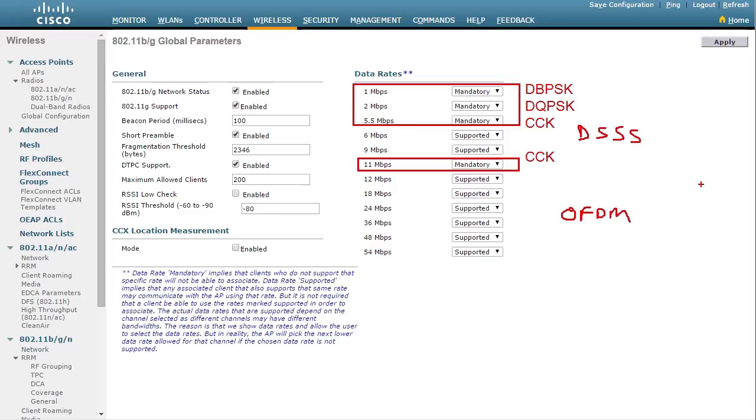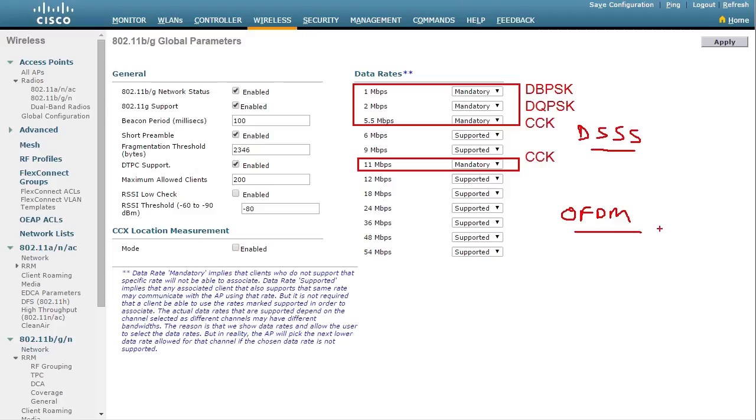So now, what is the difference between the way that we modulate in DSSS versus the way that we modulate in OFDM? What are we changing to encode our message differently? Pause, look at that answer, and then we'll go over it together.